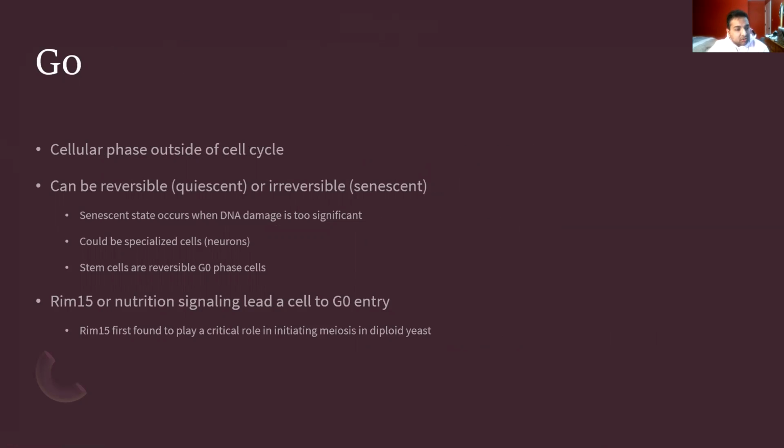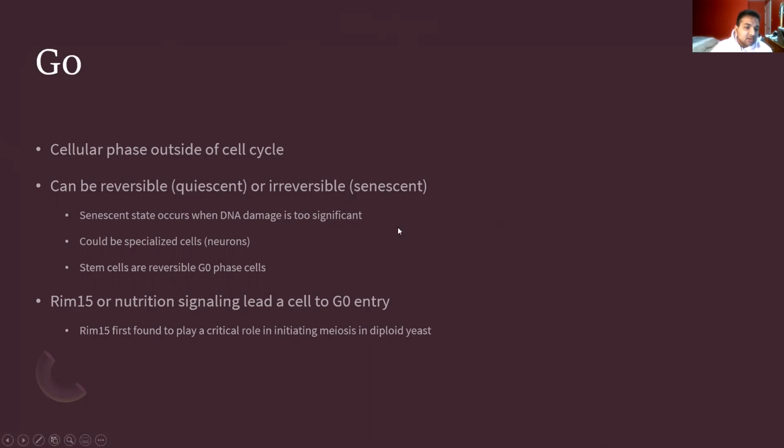Okay, so this is the G0 phase, as I mentioned. This is the cellular phase outside of the cell cycle. It can be reversible or irreversible, so quiescent or senescent. You may recognize these as terms from stem cells. G0 phase cells are often stem cells.